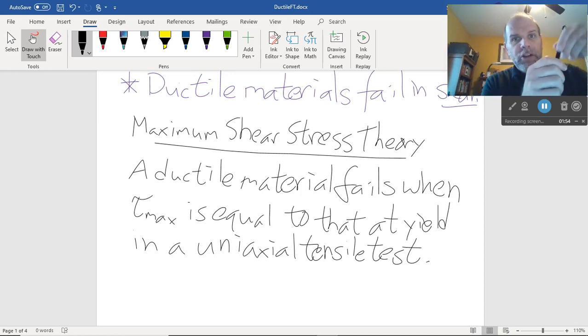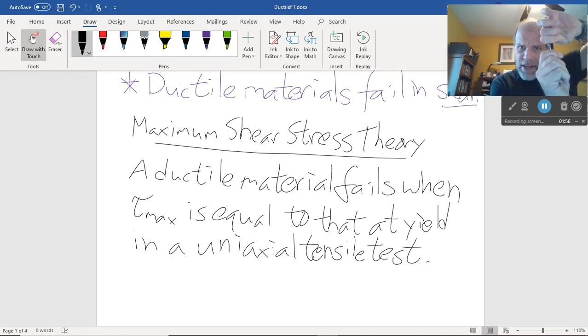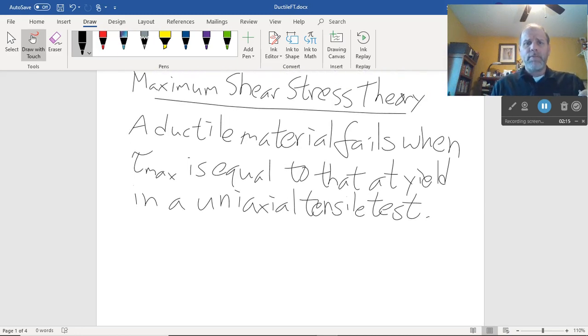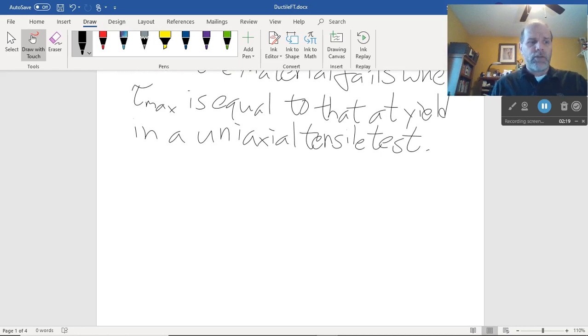I do this a lot, right? I pull on it. When I get yield, for this case, there's a certain maximum shear stress. The maximum shear stress theory says that when you have a maximum shear stress due to any combined loading that matches that shear stress, now you're going to have failure of a ductile material. So what does that say about the shear yield strength? This actually says something very important about the shear yield strength.